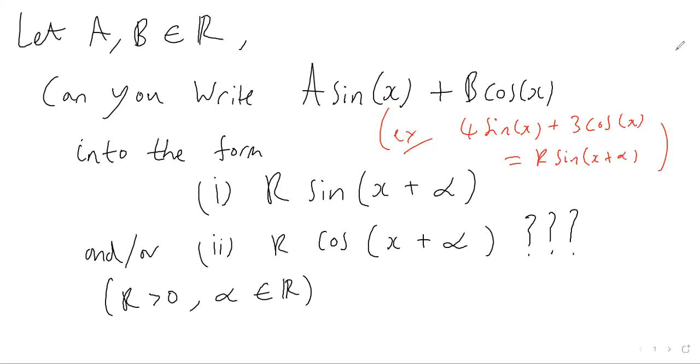Can we find a way of rewriting the sum of some kind of sine function plus some kind of cosine function in this form, where we're just writing it in terms of a single sine or cos function, which has been shifted across by a vector of alpha in the x direction and stretched by r parallel to the y-axis? Can we rewrite it in this form? The answer to this question is yes, we can, and that's what we're going to do today.